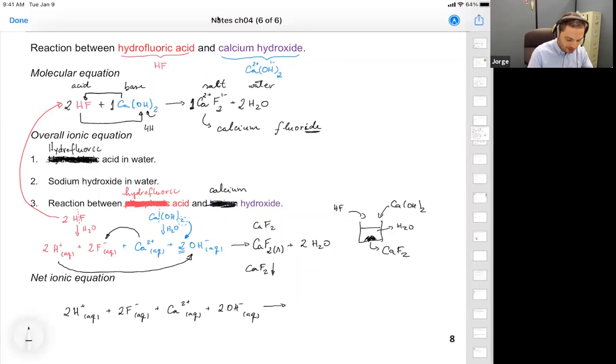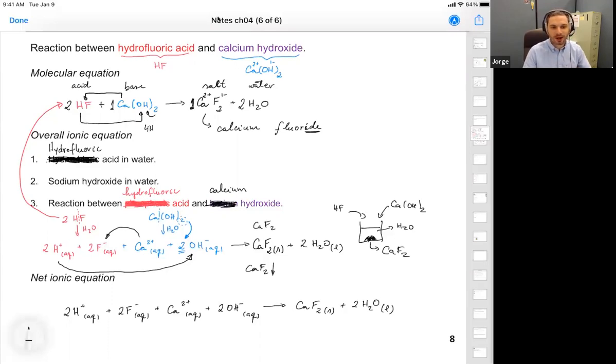On the product side, CaF2 solid does not show up on both sides as well, cannot be canceled, and water in the liquid state also does not show up on both sides. So when you have the formation of a solid, the overall ionic equation is going to be identical to the net ionic equation. Okay.